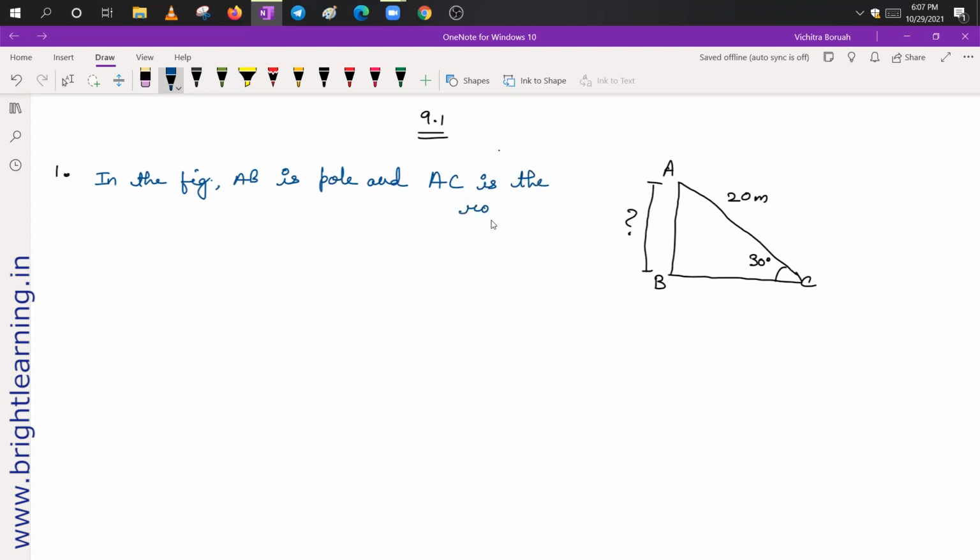AC is the rope. Now here we can see that it is forming a right angle triangle, because the vertical pole makes a 90-degree angle with the ground. So in triangle ABC, we know the length of the hypotenuse. AC is the rope and it forms the hypotenuse of this right angle triangle, and we need to find the length of AB. So which trigonometric ratio will we use?